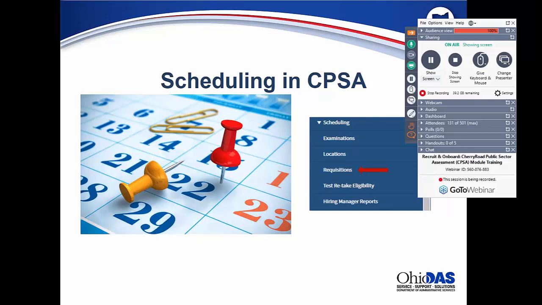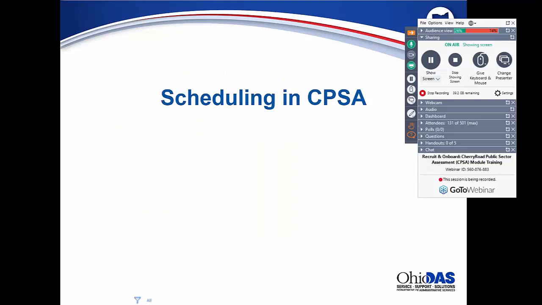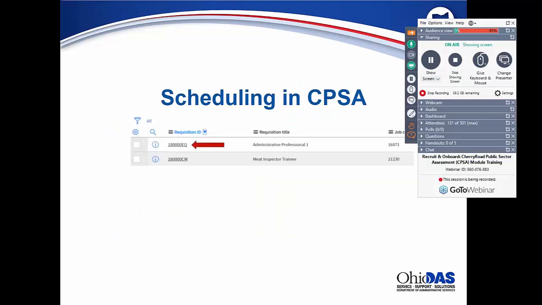Once logged into CPSA, we'll click requisition on the left side of the page under scheduling. So you'll see this when we get in the system, but on the left side of the page is a big menu, and under scheduling is requisitions. We'd click on that. We would find our requisition and click on that link. In our example that we're using in the slides, it's going to be 180,000 EQ, but obviously in the system, since we had to complete everything, we'll be using new information.